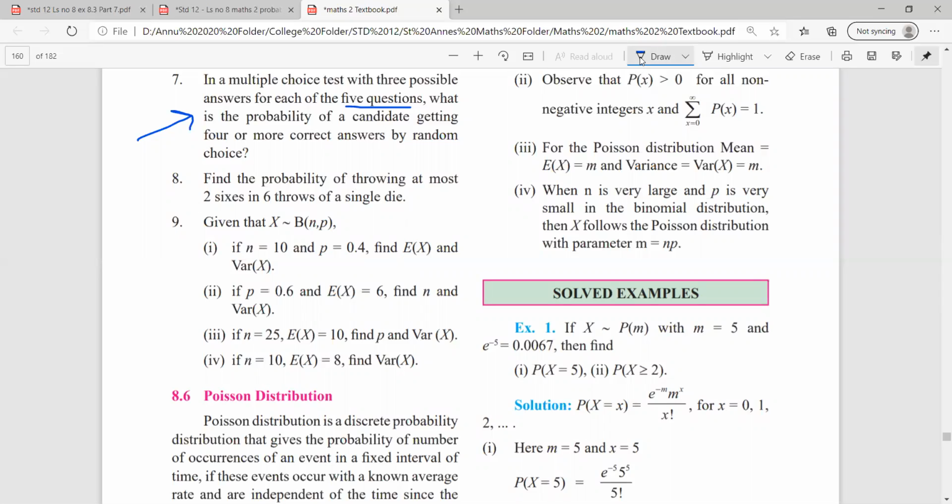So again, we'll find out all the 3 alphabets. So N will be 6 over here because they are talking about a single die throw. At most, remember the word at most. At most means 100 or less than 100 marks. So similarly, at most 2 6s means 2 or less than 2. So less than 2 means 0, 1 and 2 will also be included.